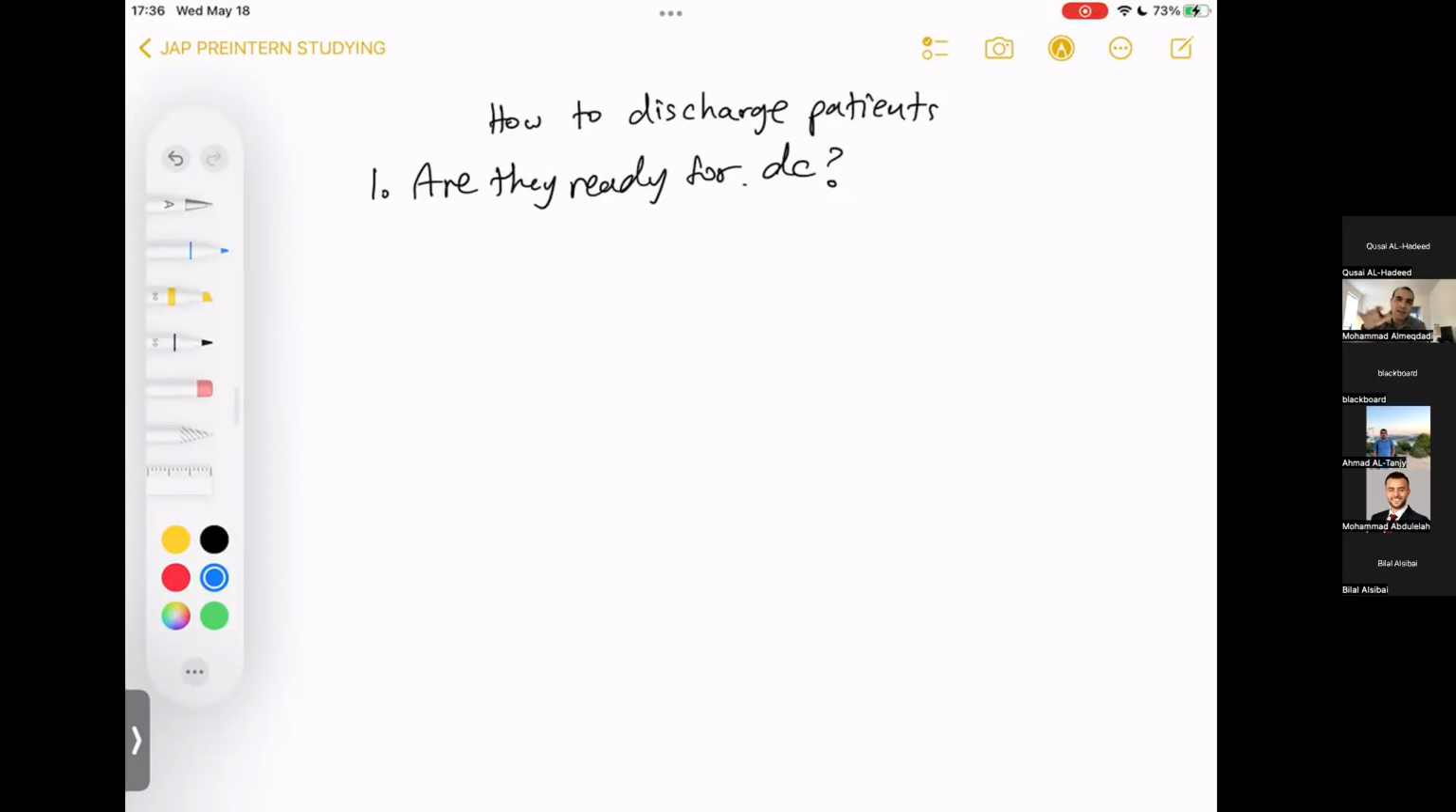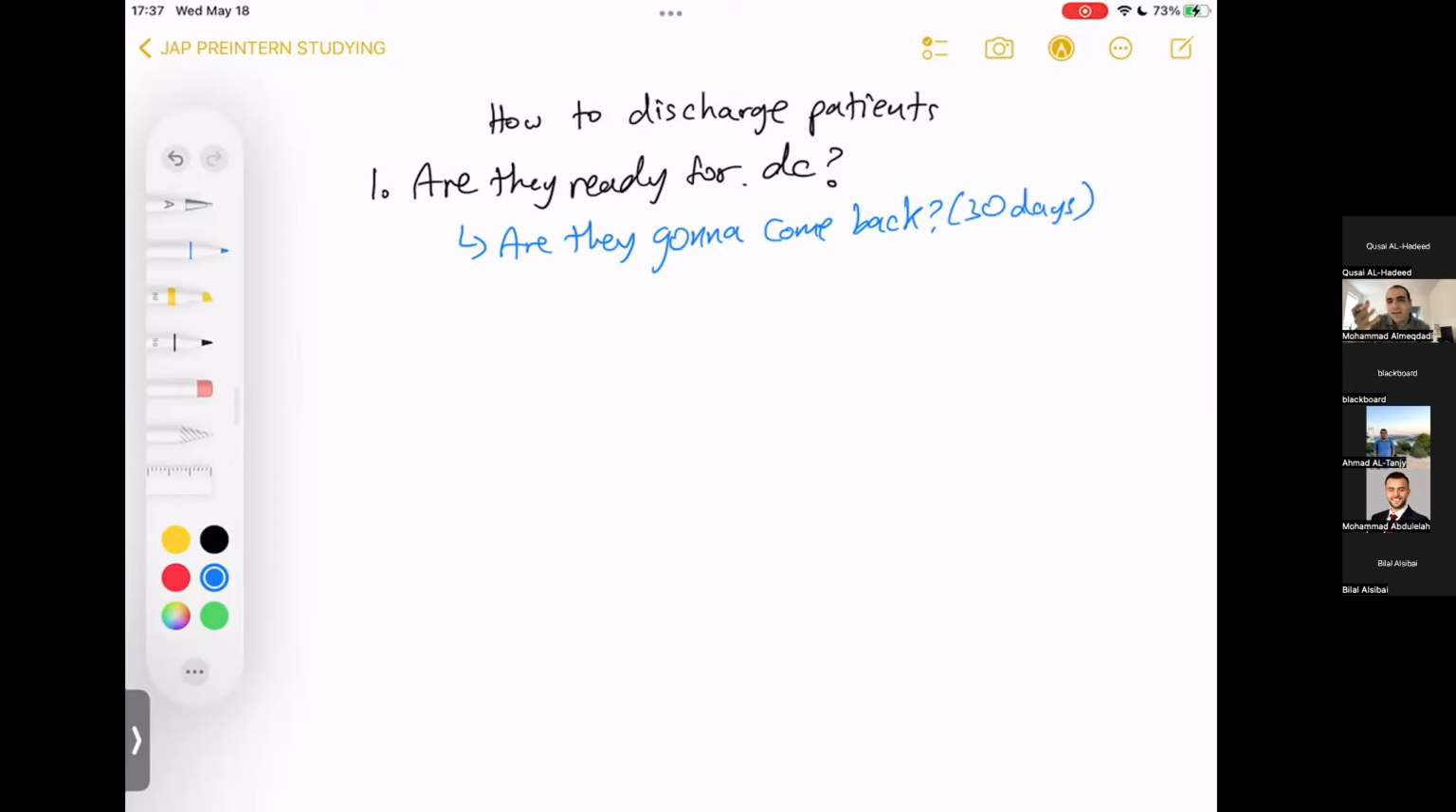Usually it's kind of a weird question, but what you want to ask yourself is, if I discharge this patient right now, okay, are they going to come back? That's going to be your question. And usually, are they going to come back within 30 days? That's the more objective question that you want to ask yourself.